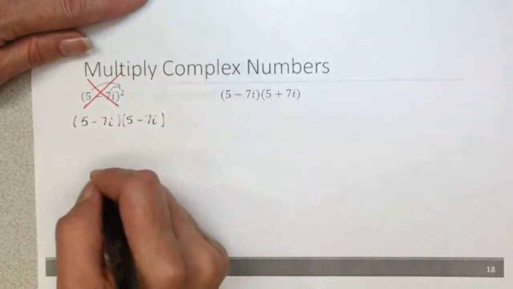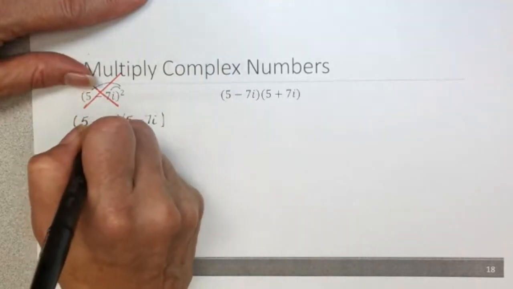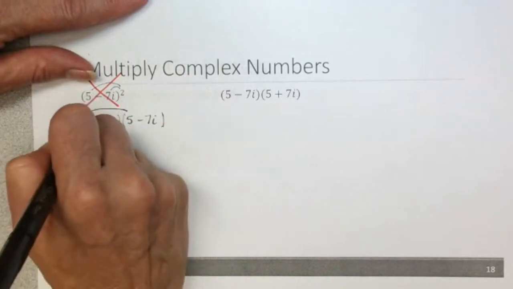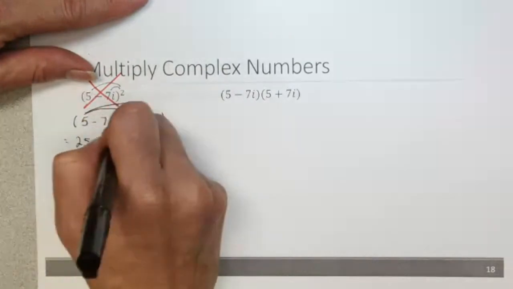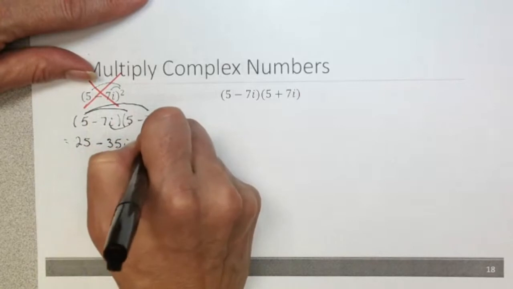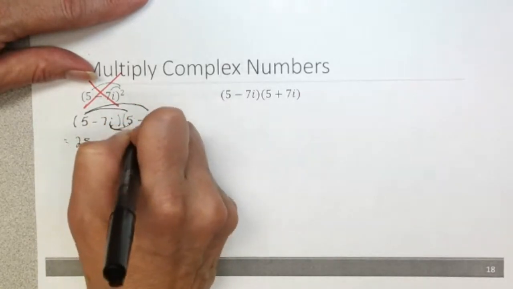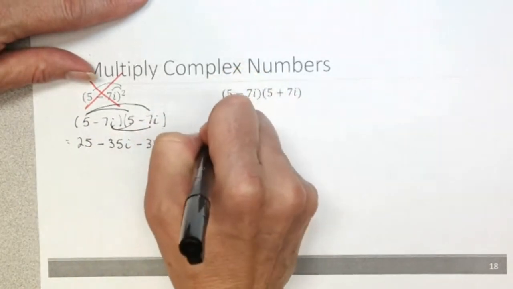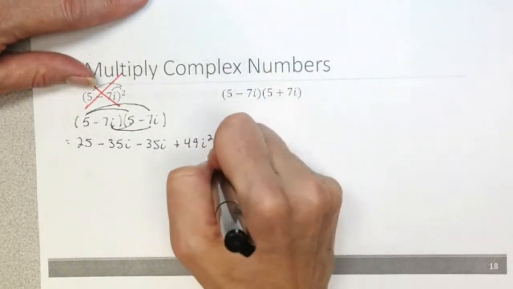All right. So some of us have learned that FOIL acronym. If you've learned that, you can do that here. But we want to multiply every term with every term. 5 times 5, of course, is 25. 5 times negative 7i is negative 35i. You can do that again, negative 7i times 5, that's another negative 35i, and then negative 7i times negative 7i, that'd be a positive 49i squared, right? That i squared is negative 1.